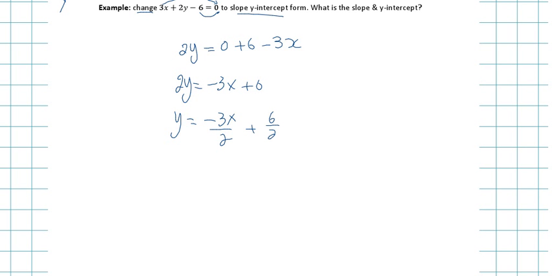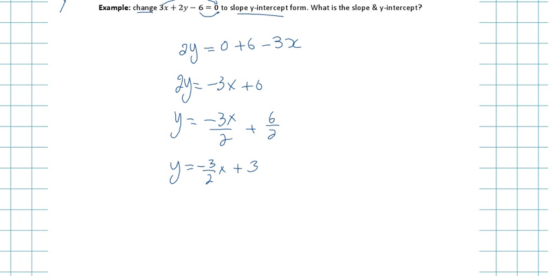So to simplify this, I can't simplify this. Negative 3 over 2x, it's the most simple form. What's 6 over 2? 3. Done. Is this y equals mx plus b form? Yes. What's m? M is negative 3 over 2. What's the b? B is 3. What's the slope? Going down. Going down what? Negative 3. Going down 3 over 2. What's my y-intercept? 3. Okay? I'm done. The question is done.